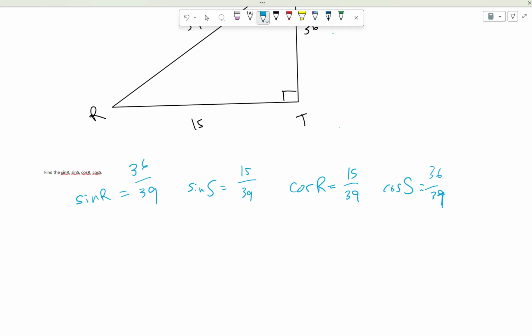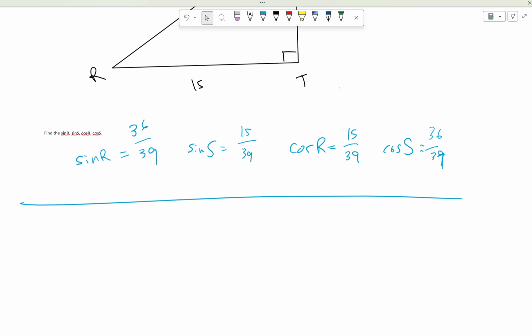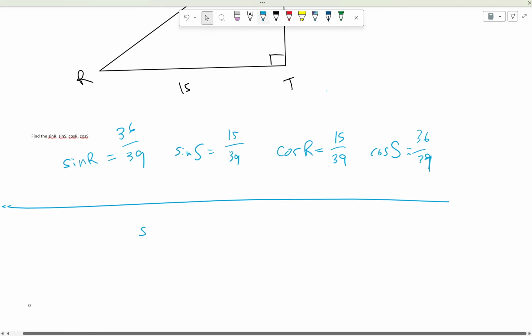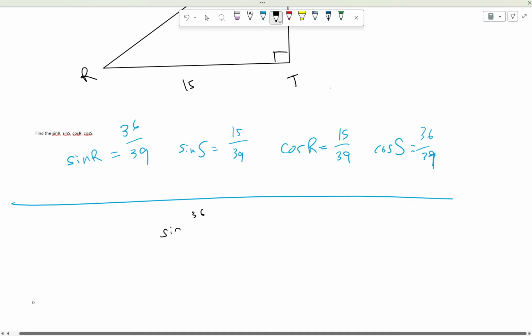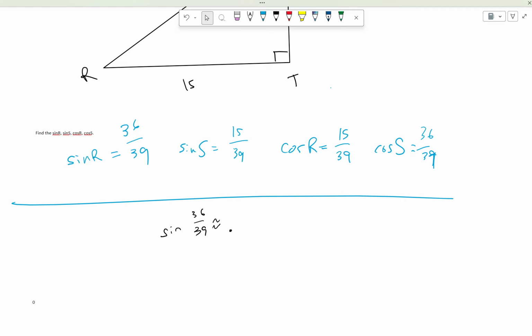Now, let's go ahead and find the sine of r. Let's find what angle r is equal to. So remember, let's take this here. And we're going to say the sine of r, which is 36 over 39. Okay? Which, when you put it into your calculator, is about equal to, not equal to, but according to your calculator, the sine of 36 over 39, or again, we did 12 over 13. It's the same exact thing, and it gives us a decimal approximation, which we're going to take to 4 decimal places, which is about 0.9231.